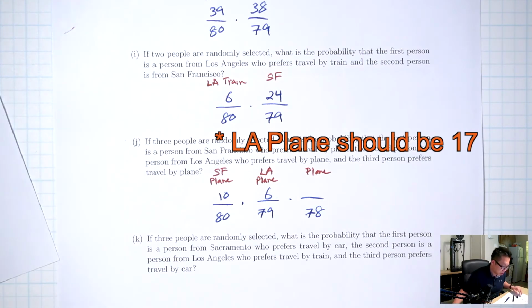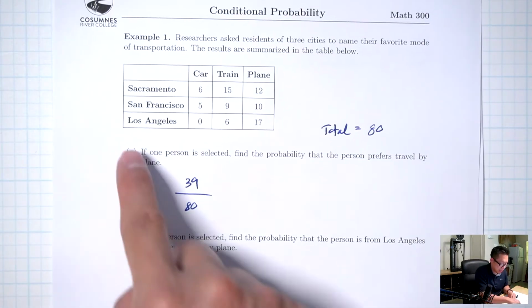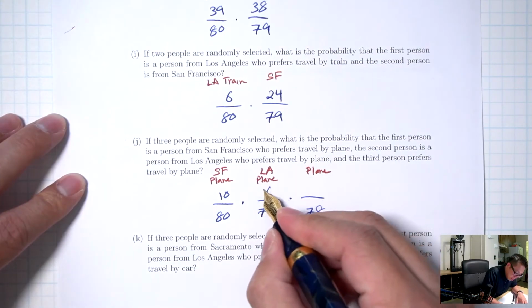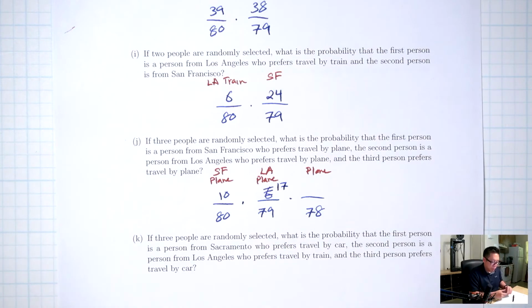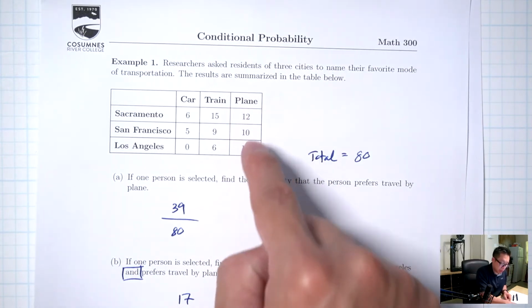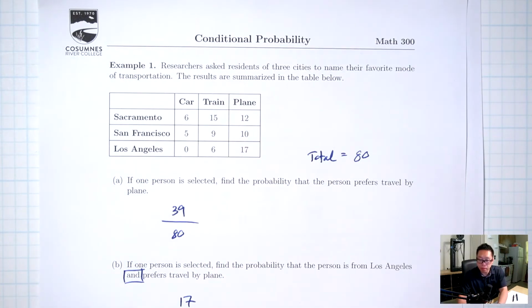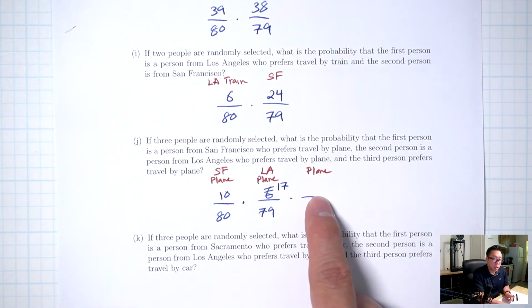One second. LA plane is not 6. LA plane is 17. Third fraction, plane. So plane, no city would be all the planes. So 12, 10, 17. So 12 plus 10 plus 17. That's 39. Okay, 39. Or do we have to reduce?